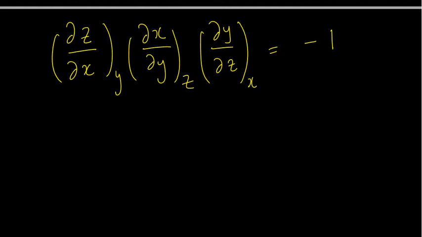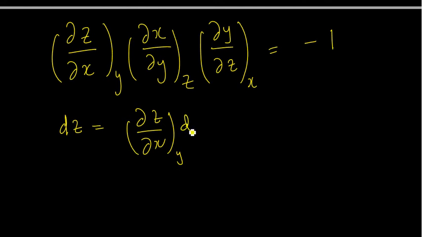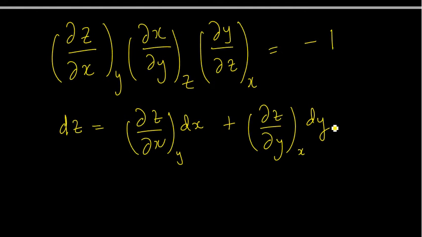and y. If z is a function of x and y, then the change in z, dz, is simply the change along the x direction plus the change along the y direction. So del z del x, that's the slope along the x direction, times whatever the change is in x, plus del z del y, the slope along the y direction, times the change dy. That's all.